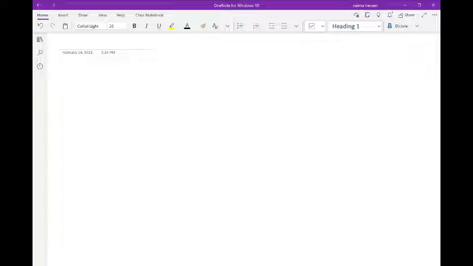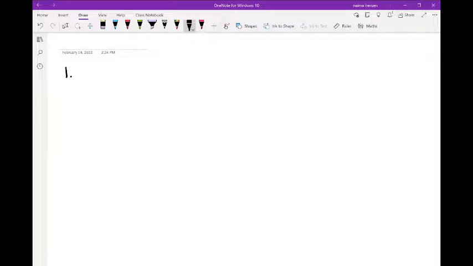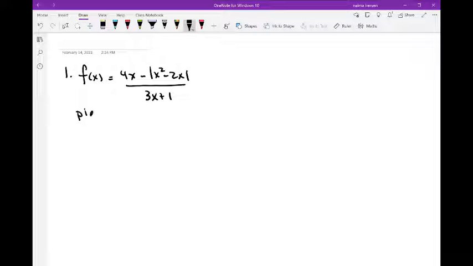Okay, we're going over special derivatives answers. So the first question has to do with absolute value. When we're dealing with f of x is equal to 4x minus absolute value of x squared minus 2x, all divided by 3x plus 1, and we want to find the derivative of this thing, the first thing you have to do is write it as a piecewise function.